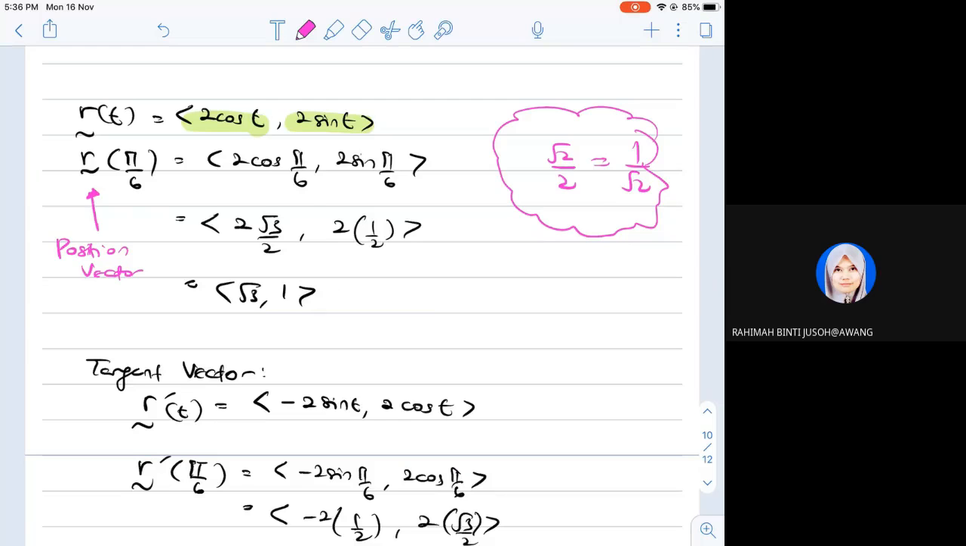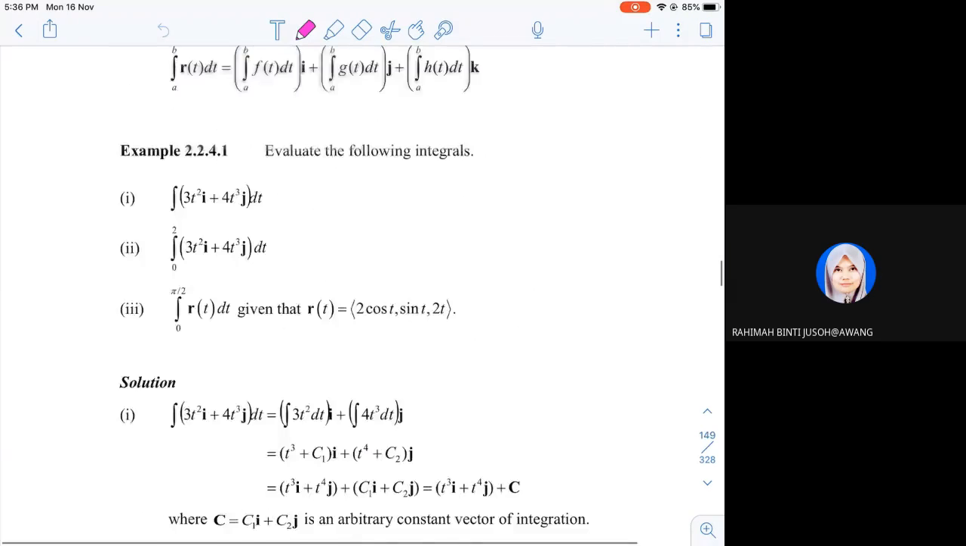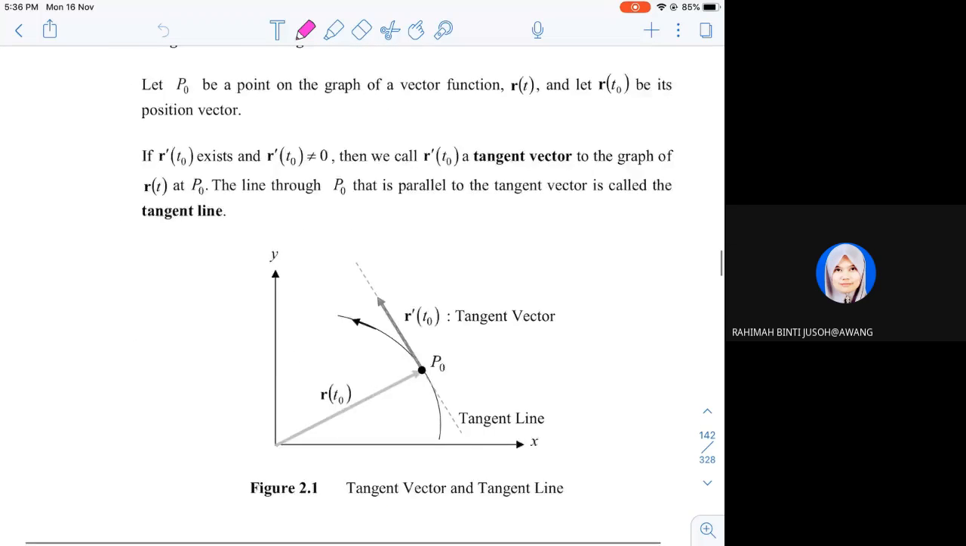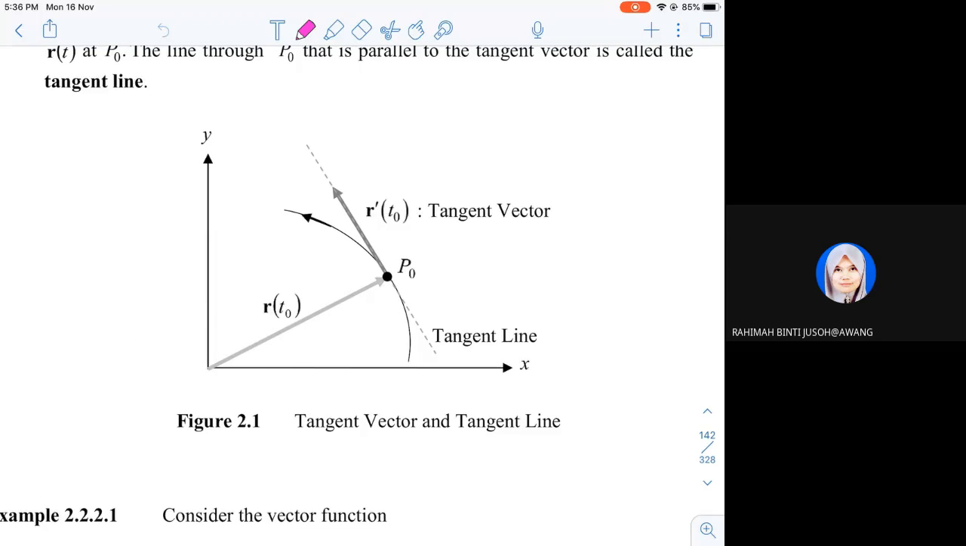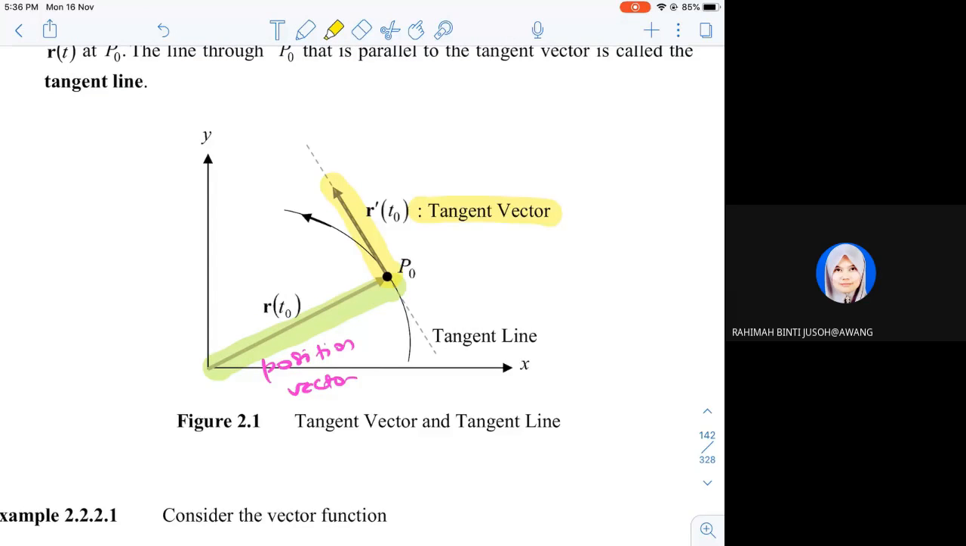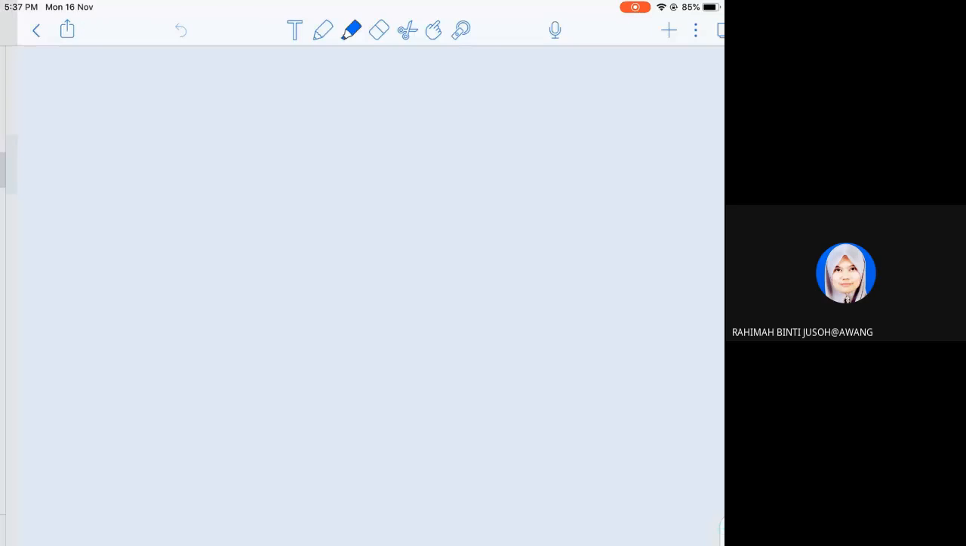Okay, this is a point P. Because if you look in the applied calculus notes book, guys, where is it? This one. Yeah. This is the position vector, this one. And this is called the tangent vector, of course. The yellow one, this is called the tangent vector. And then this one, the blue one, this is the P naught. Okay? So, let us proceed with the solution here.